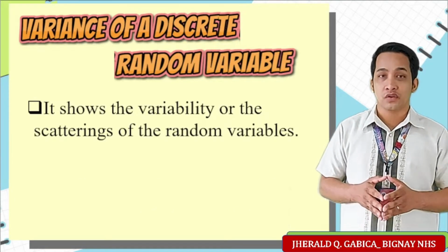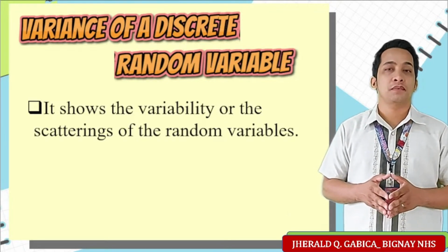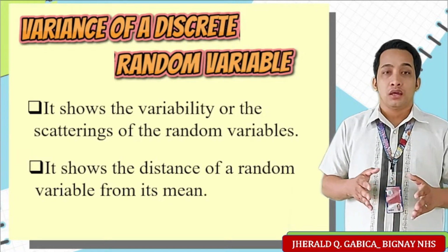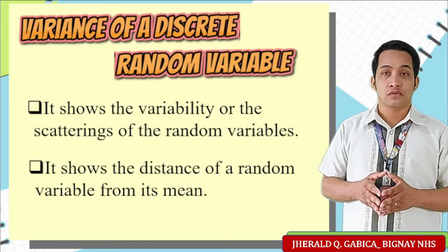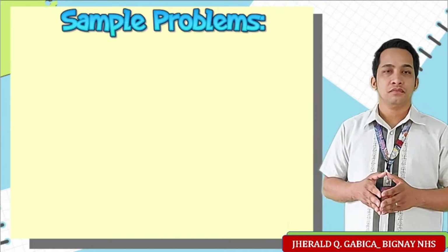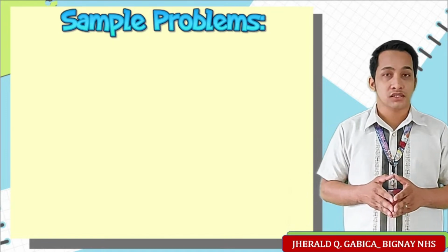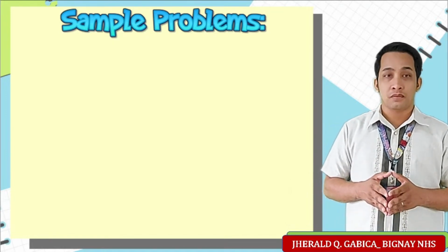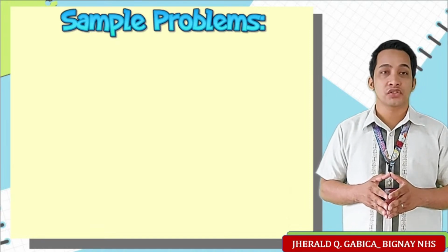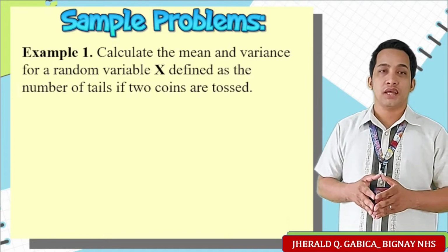And the variance of a discrete random variable shows the variability or the scatterings of the random variable. It also shows the distance of a random variable from its mean. Since we already know the definitions of mean and variance, let's now have this sample problem. Reminder, as we discussed, you can comment your answers in our succeeding solutions. Here's our first example.